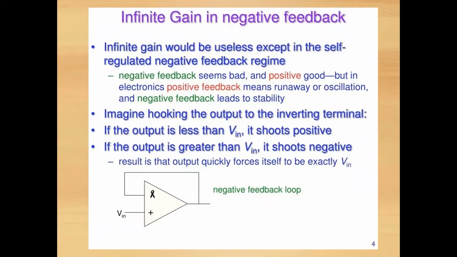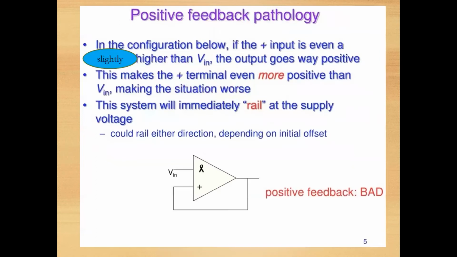Infinite gain in the negative feedback. Infinite gain would be useless except in the self-regulated negative feedback regime. Imagine hooking the output to the inverting terminal. If the output is less than Vin, it shoots positive. If the output is greater than Vin, it shoots negative.